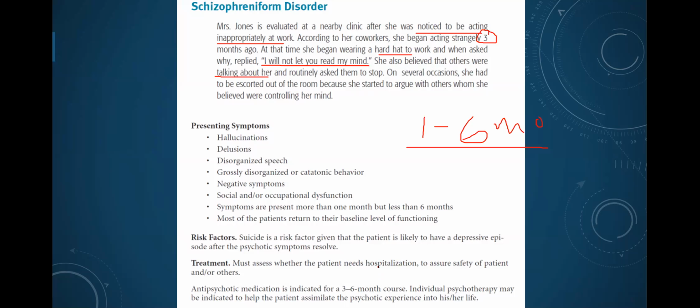Okay, so delusion of reference also she is having. On several occasions, she had to be escorted out of the room because she started to argue with others whom she believed were controlling her mind.